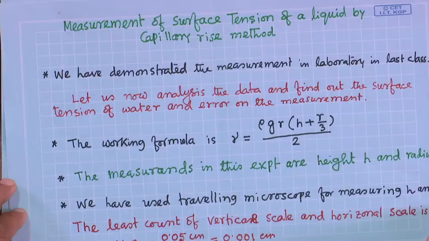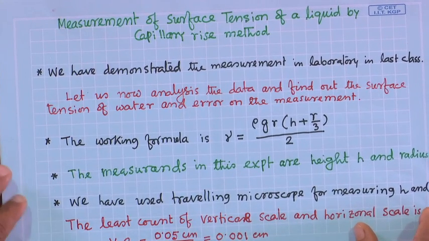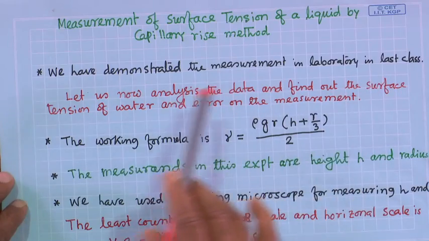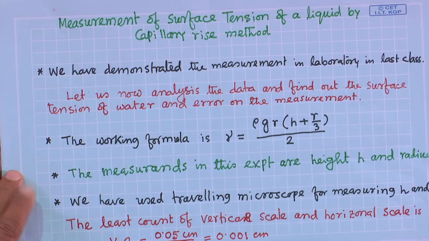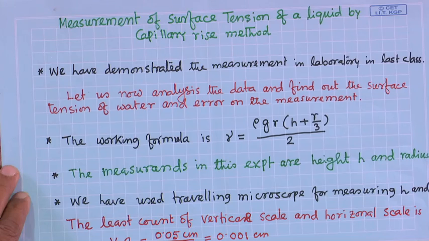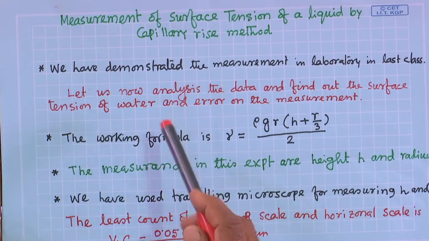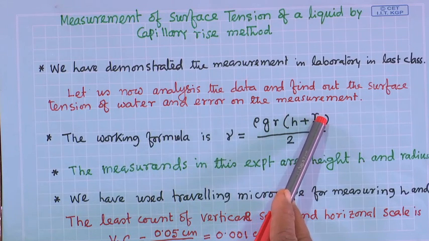So, in the last class we demonstrated the measurement of surface tension of a liquid by the capillary rise method in our laboratory. Now let us analyze the data and find out the surface tension of water. We used water as the liquid during our measurement, and we will calculate the error on the measurement.